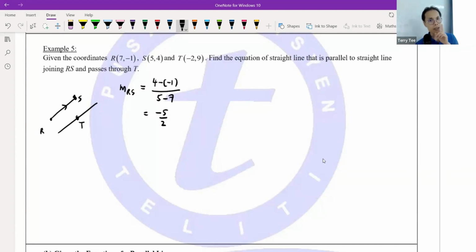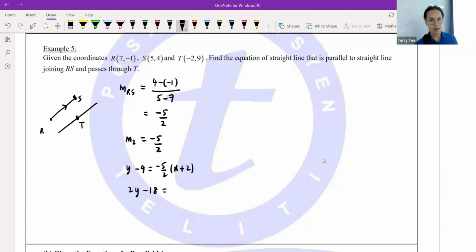Now, number two, we know it passes through point T. The gradient of the second line, since it's parallel, must be the same, negative 5 over 2 as well. Then we use y minus y1 equals gradient m times x minus x1. You can leave it in any form. You can change to general form or intercept form.